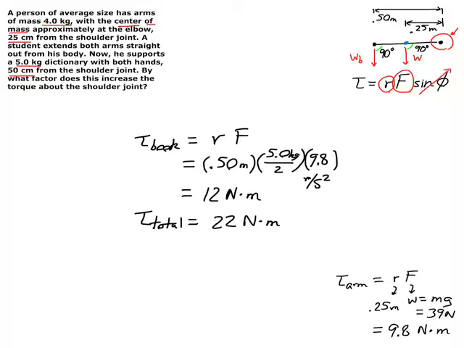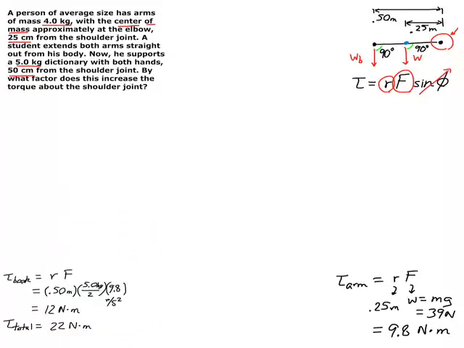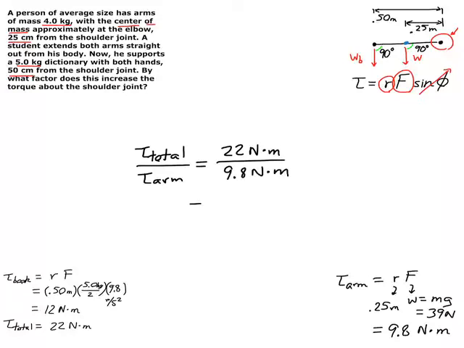We were asked to solve for by what factor does the book increase the torque. So really what we're asked to find is this. We want to find how much bigger is the total than the original, which is just the torque due to the weight of the arm. So we're going to do the total torque divided by the torque just due to the weight of the arm. That's 22 Newton meters, divided by the original value, which was 9.8 Newton meters. So the factor by which the torque increases is a factor of 2.2. It's 2.2 times as difficult with the book as it is with the arms just by themselves.